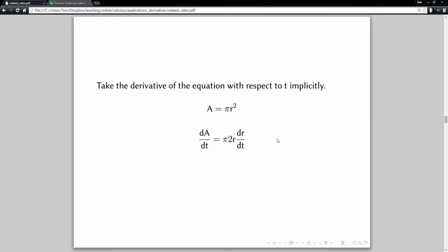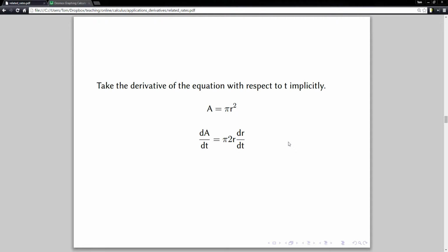So if you want to think about it in really simplistic terms, anytime you take the derivative of a variable in there that's changing, right, you need to multiply by the derivative of that variable with respect to time. Okay, and that's because of the chain rule.